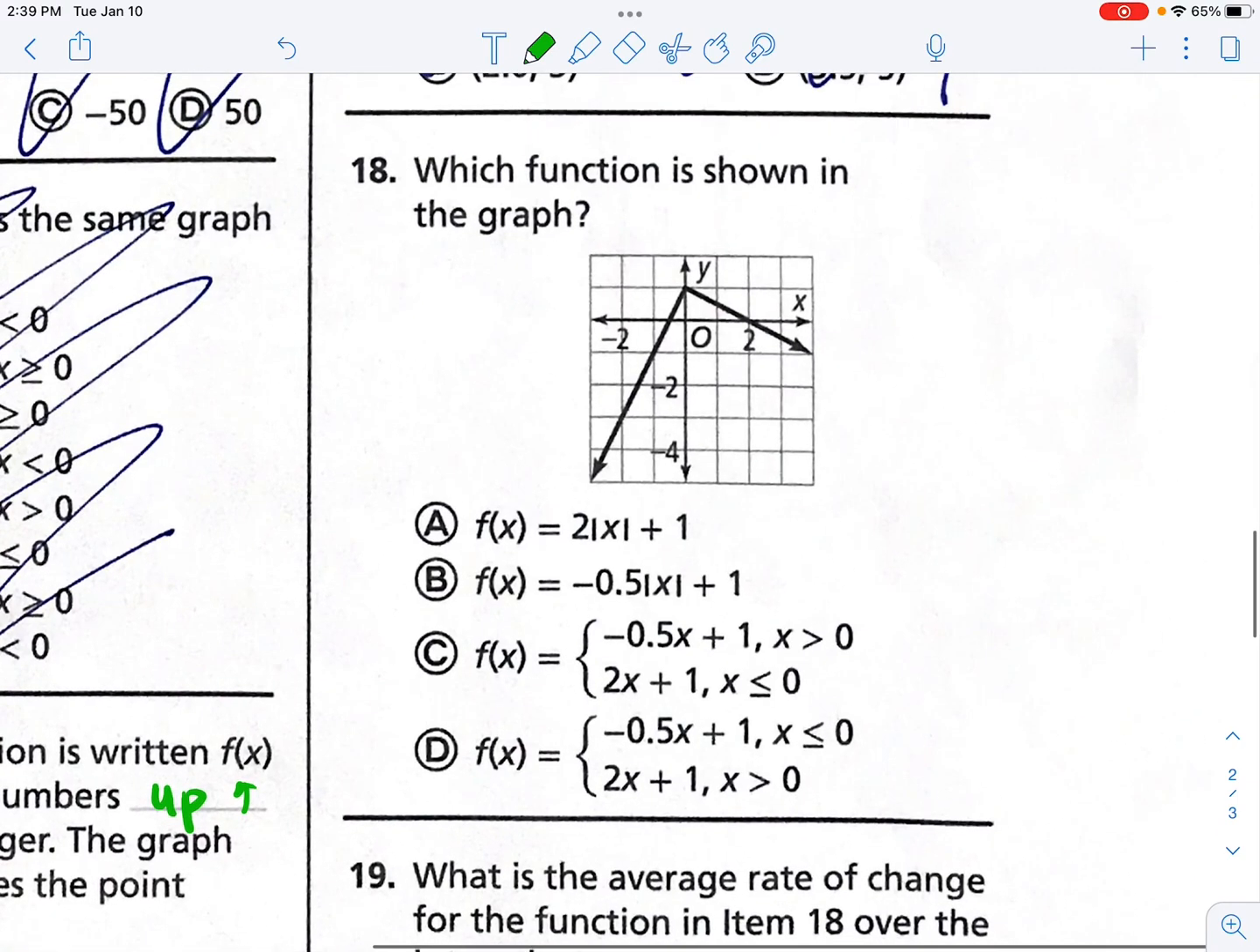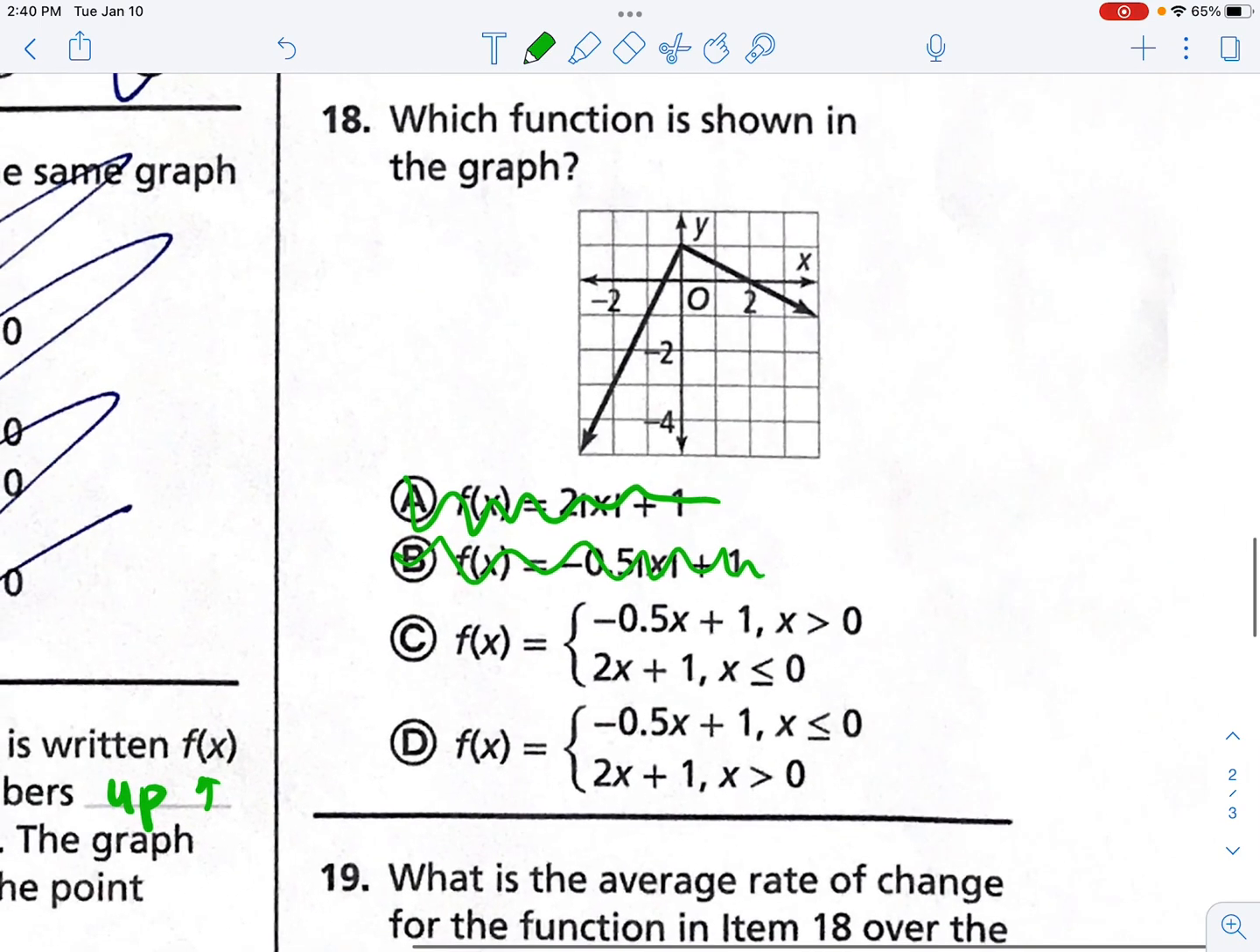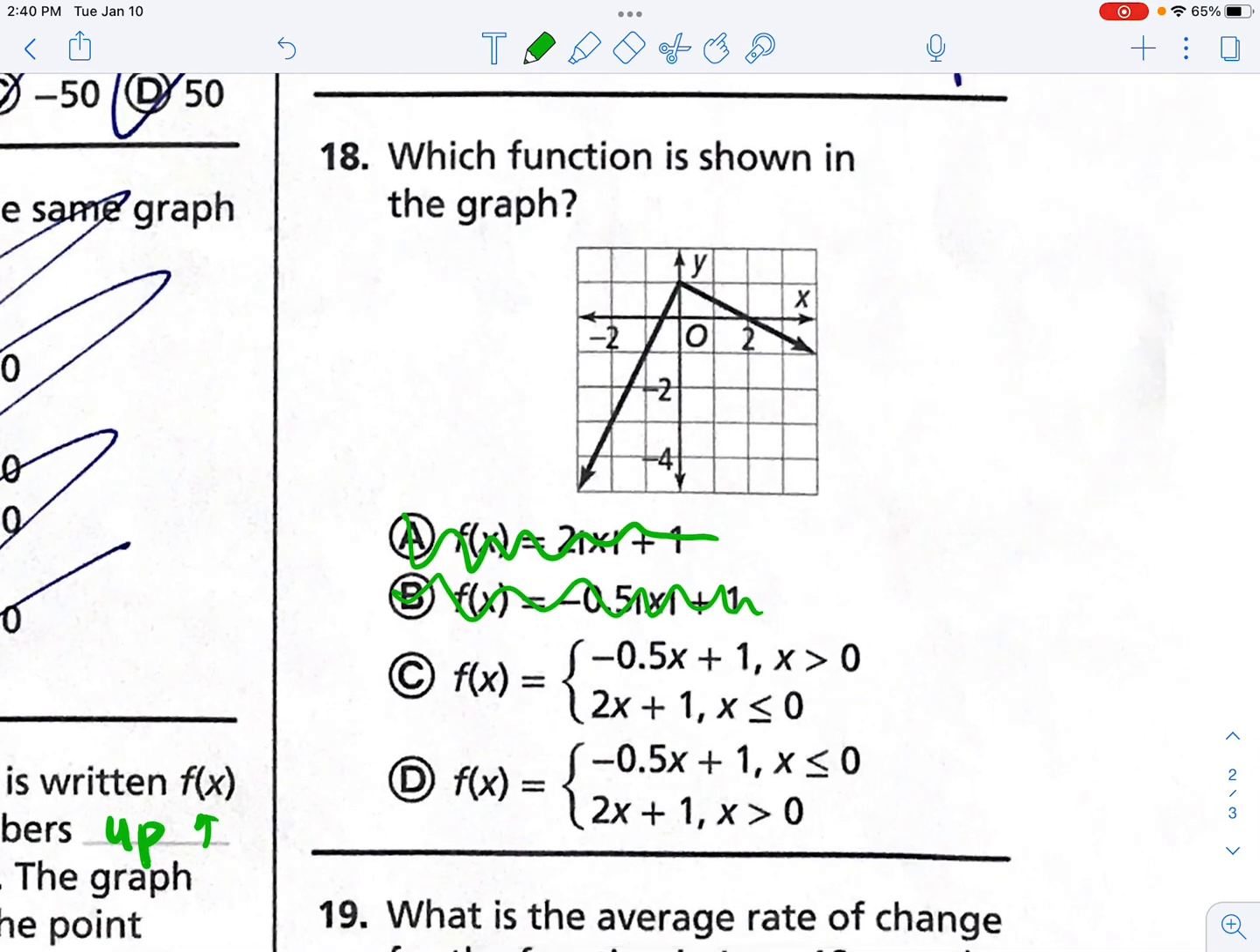Number 18, which function is shown in the graph? Okay, first of all, we know it's definitely not A or B. You can see that this graph is definitely not symmetrical. The right side has a flatter slope than the left side, so not A and not B. This here is a piecewise function. Now, they give me both options, so I don't have to figure out the function. I have negative 0.5x plus 1 and then 2x plus 1.